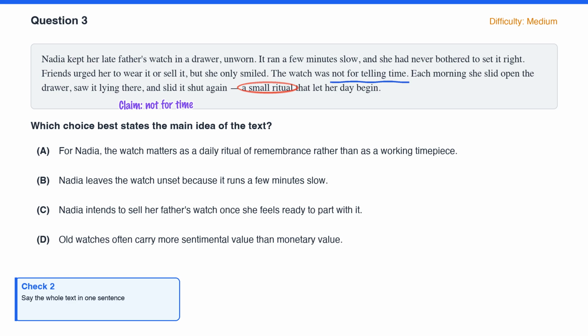A small ritual. So the main idea is this. The watch is an act of remembrance, not a timepiece. Predict that, then check the choices.